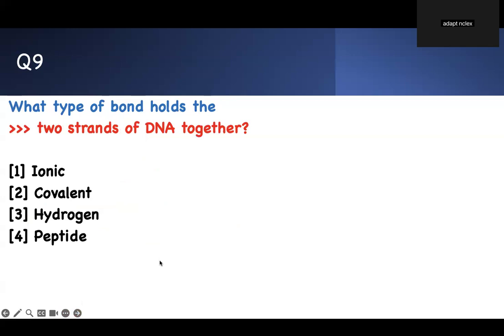Number 9, the type of bond. What type of bond holds the strands of DNA? DNA is a nucleic acid component, right? And it is held in place by nitrogen and other compounds. The only way this can be held that strong is if it has hydrogen bonds. It's not covalent, it's not ionic, it's not peptide, it's hydrogen bond. Even though it looks covalent, it's mostly hydrogen bonds holding the strands of the DNA together.